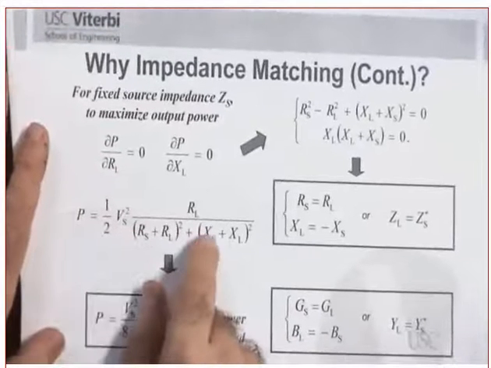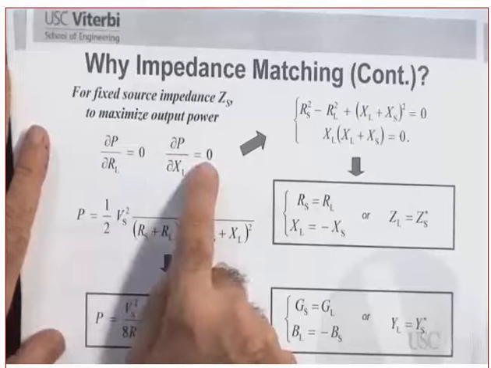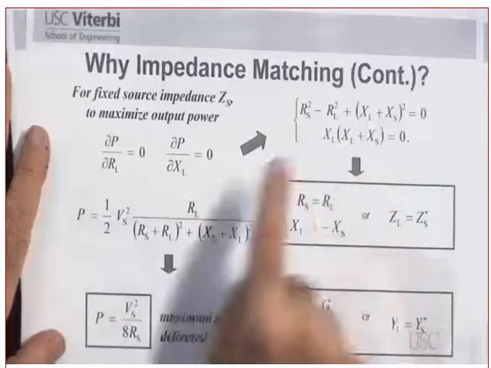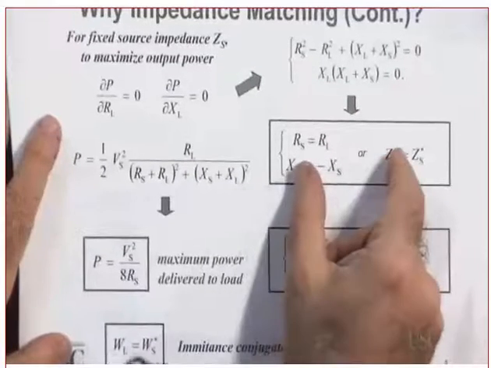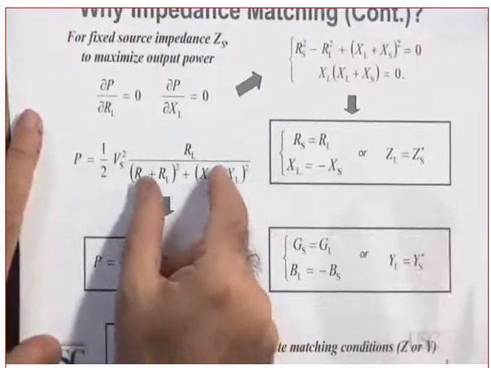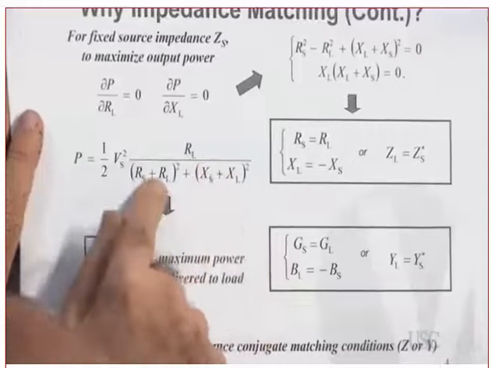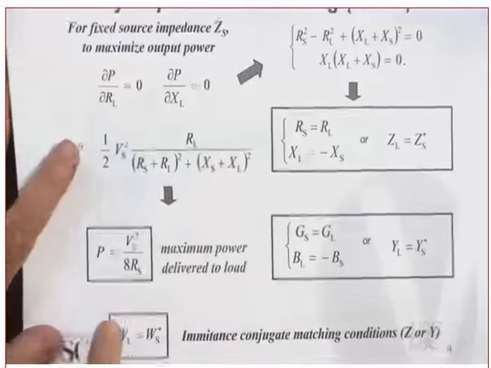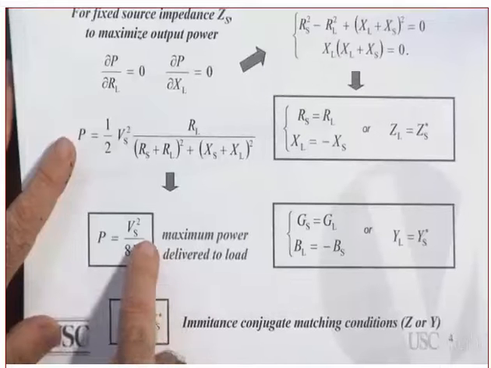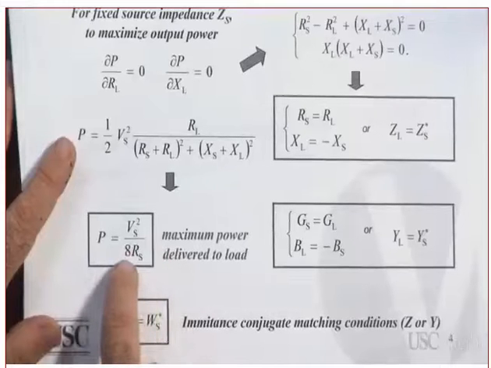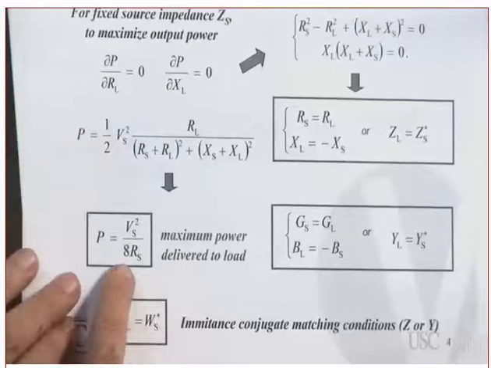Okay. So what do we get from this equation? Two equations. How many unknowns? Two unknowns. If you find this, you get this equation. Now, when you take this equation and substitute it back in this equation, you are getting this equation, which is P equal to Vs square over 8RS. Did you answer where the 8RS came from?